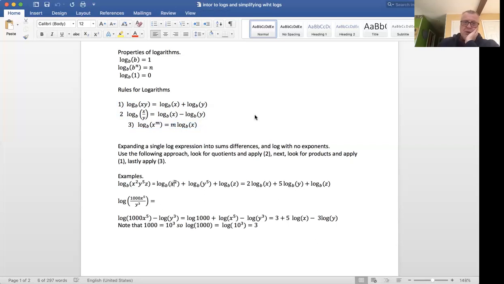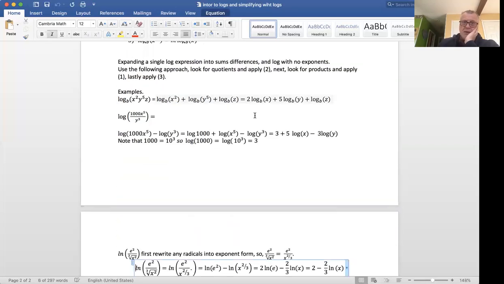So one of the things that we're going to have to do in order to problem solve is learn how to expand equations into several logs, sums and differences of several logs with no exponents in the argument. And we're also going to have to learn how to do the reverse. So we have 3 examples of both.